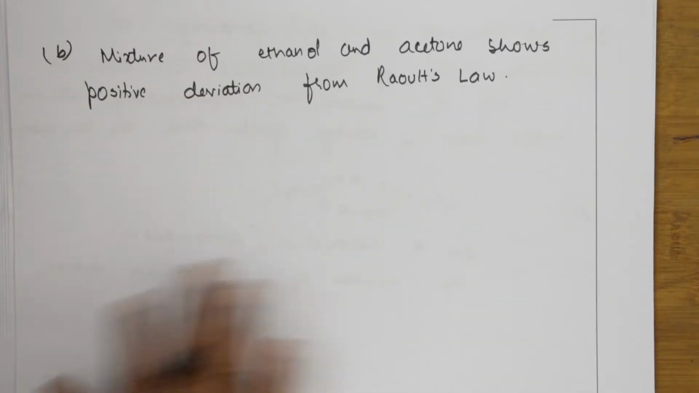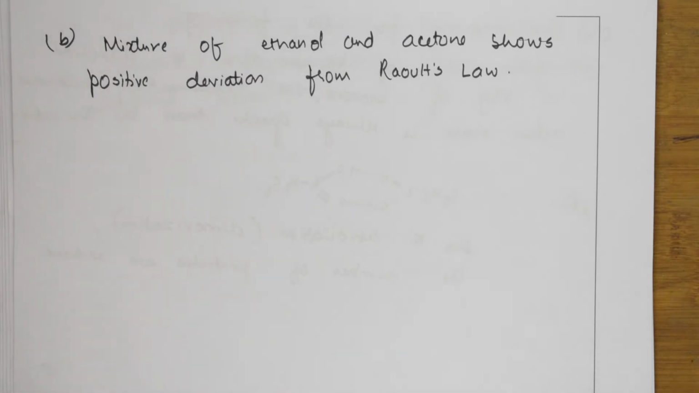What do they give me? A mixture of ethanol and acetone shows positive deviation, they said. Okay, I have done one video on the positive deviation and negative deviation of Raoult's law. Very careful students, please you can watch that video. I've clearly explained with different examples which will undergo positive deviation and which will undergo negative deviation. So here, a mixture of ethanol and acetone shows positive deviation. Already they have given that it shows positive deviation from Raoult's law.